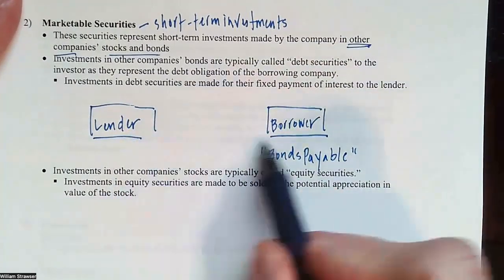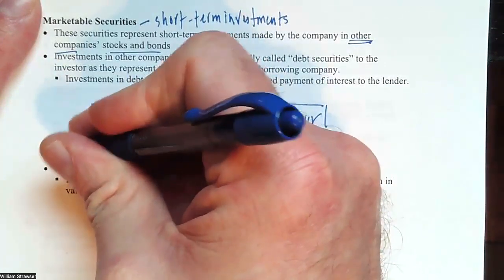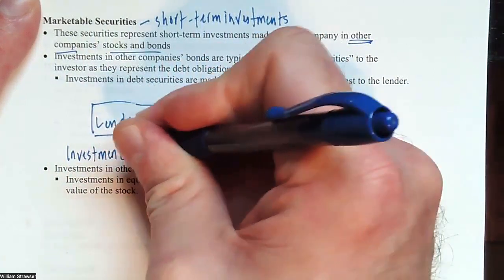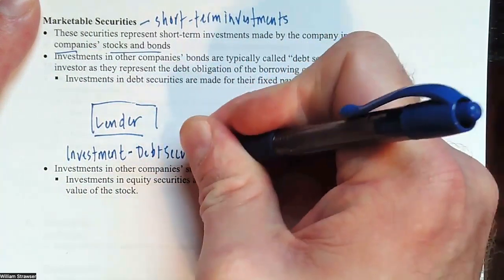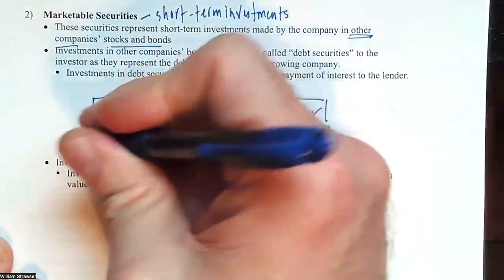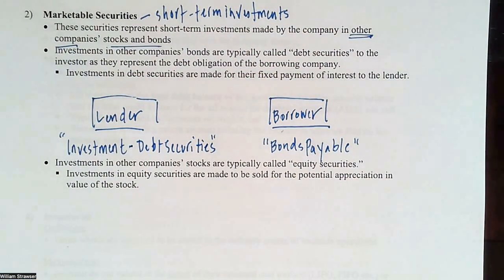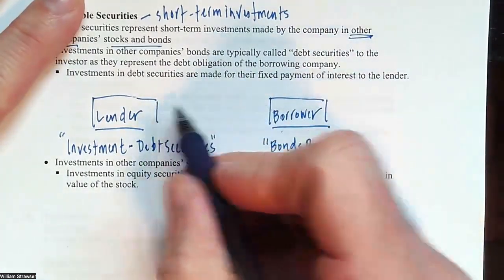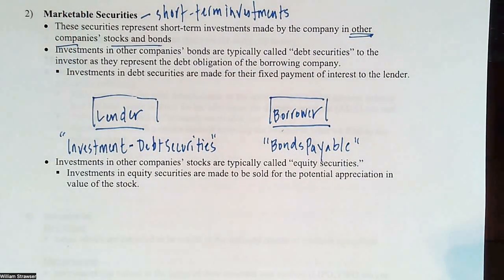When the lender buys those bonds payable, we call that an investment. And that investment can be specifically called a debt security. So when I, as a lender, buy another company's bonds, I am giving them my money. In return, they will pay me interest and principal over time. And that's how it is an investment.